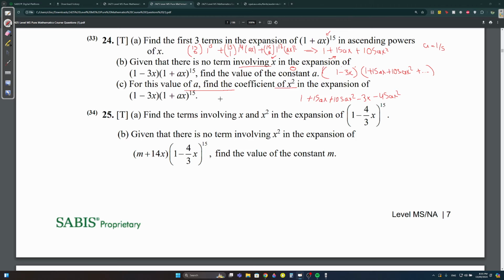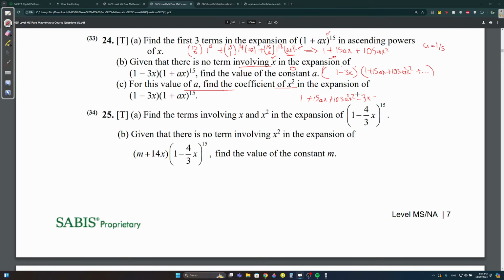I just realized I made a mistake while expanding. It doesn't affect your answer in part B, but it probably changes the answer in part C. When you do ax squared, the square goes to a and to x, so it should be a squared x squared. Okay. But so let me rewrite this. Okay, and I did minus 3x times 1. This is a squared x squared here.